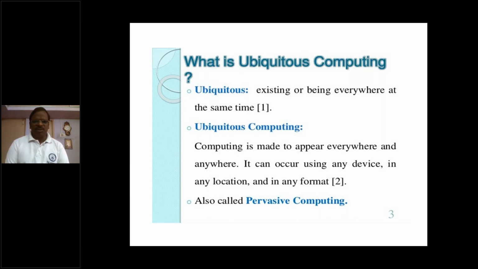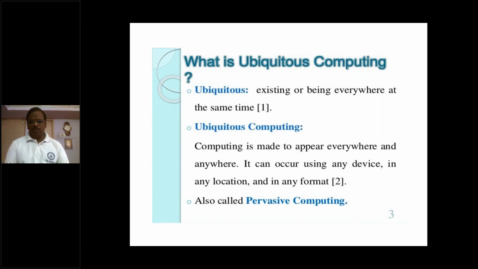So this computing is made to appear everywhere and anywhere. This means it can occur using any device, in any location, and in any format. So another name for this computing technology is pervasive computing.